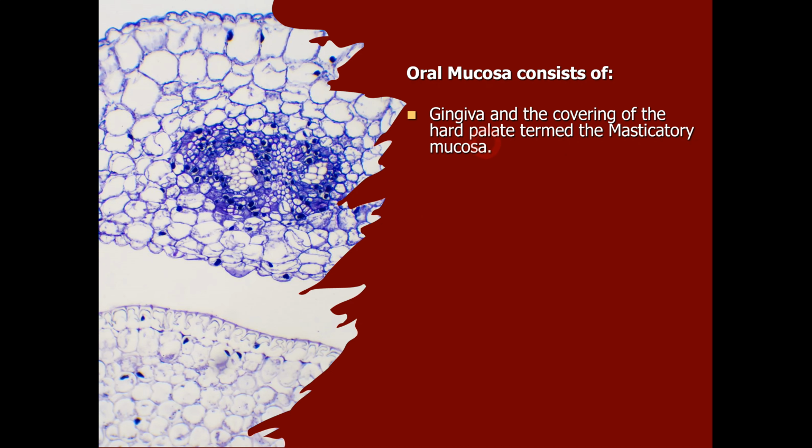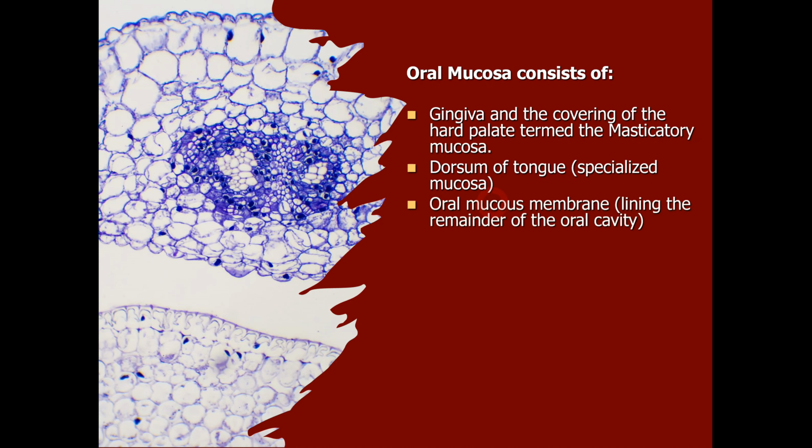The next type of mucosa, which is present on the dorsum of the tongue, the top surface of the tongue, is called specialized mucosa because it has taste receptors. Therefore, it is called specialized mucosa. The third type of mucosa, which surrounds the remainder of the mouth, is called oral mucous membrane, or you can also call it non-stratified squamous epithelium. It basically lines the entire rest of the oral cavity besides gingiva, hard palate, and dorsum of the tongue.